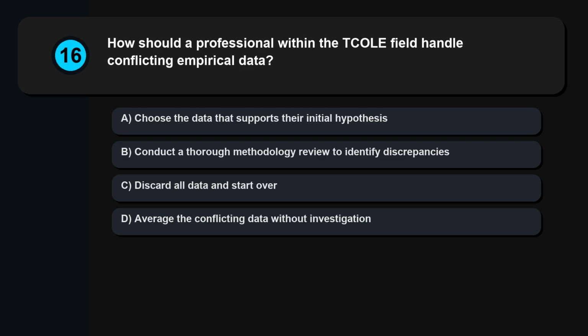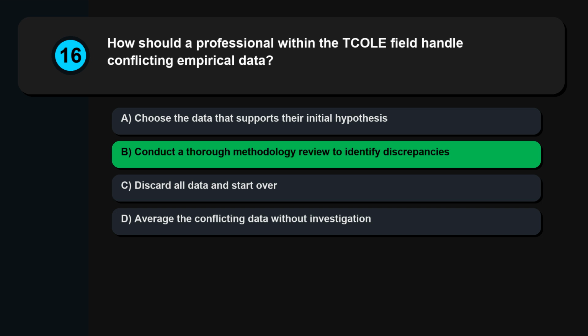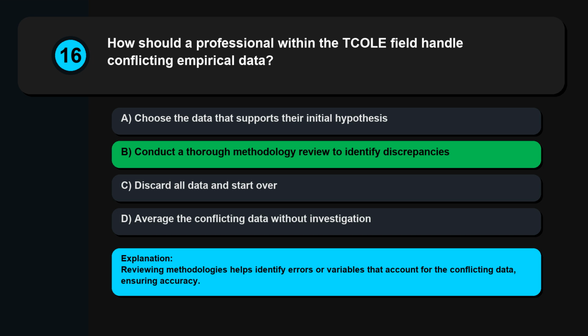Question 16. How should a professional within the TCOLE field handle conflicting empirical data? Choose the data that supports their initial hypothesis. Conduct a thorough methodology review to identify discrepancies. Discard all data and start over. Average the conflicting data without investigation. Reviewing methodologies helps identify errors or variables that account for the conflicting data, ensuring accuracy.